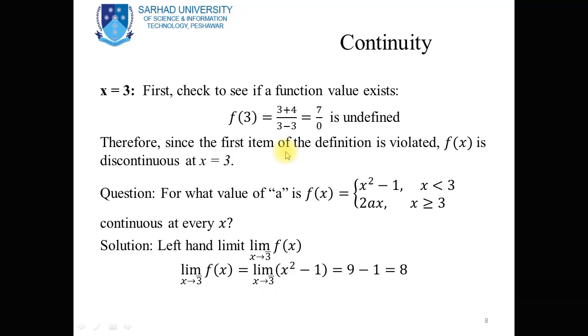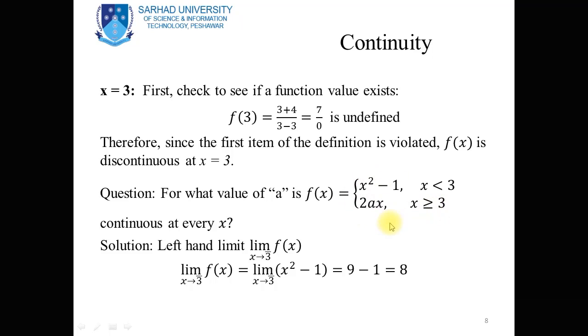Now another problem: for what value of a is this function continuous, f of x is equal to x square minus 1 for x less than 3, and f of x is equal to 2x for x greater than or equal to 3?